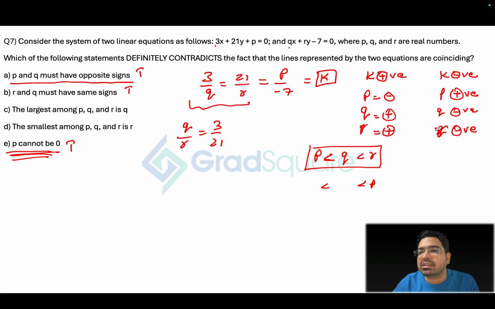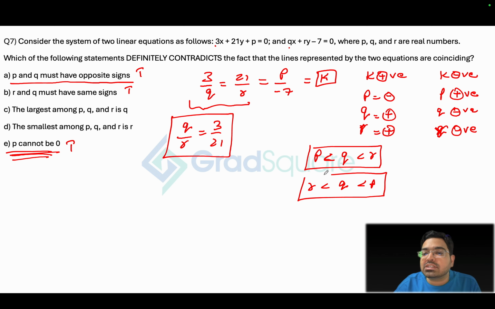Now you need to compare the values of Q and R. Once again, for Q and R, the ratio is going to remain 3 by 21 only, right? Now, if Q and R are negative numbers, then Q will become the larger number. Suppose Q takes minus 3, then R has to take what? Minus 21. Now minus 21 is lower than the value of Q. So R will be a lower number and Q will be a greater number. So these are the two situations that we have if we want to compare P, Q, and R.